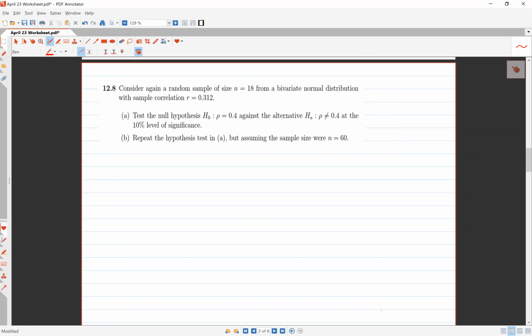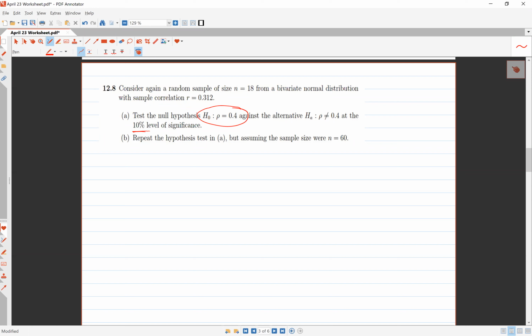Okay, let's look at 12.8. So this time we have a sample of size 18. Our sample correlation is 0.312, and we want to test the null hypothesis that the population has a correlation of 0.4 against a two-sided alternative, and we want to do that at the 10% level of significance.